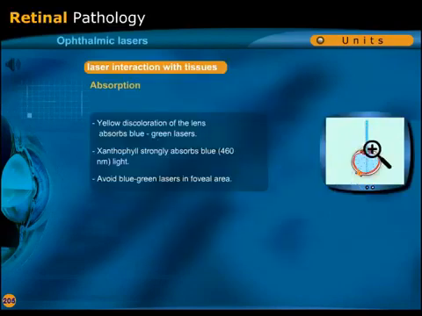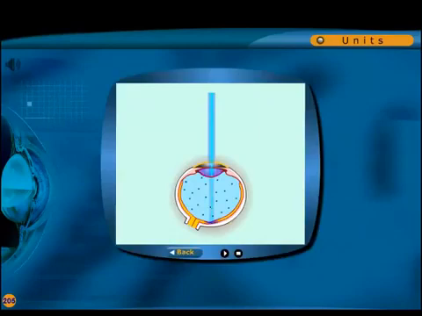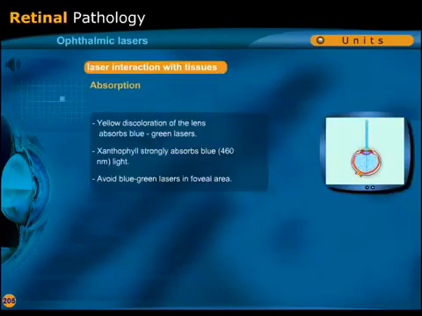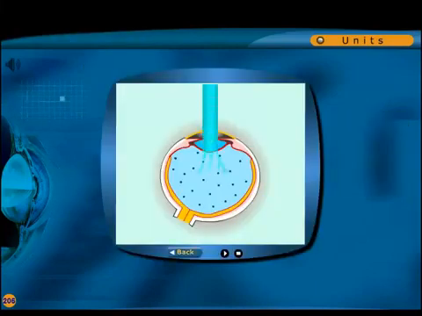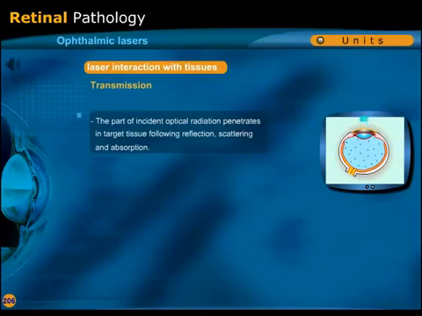Yellow discoloration of the lens absorbs blue-green lasers. Xanthophyll strongly absorbs blue 460 nanometers light. Avoid blue-green lasers in foveal area. Transmission. The part of incident optical radiation penetrates in target tissue following reflection, scattering, and absorption.